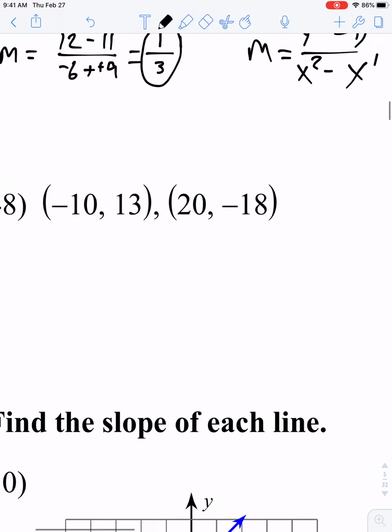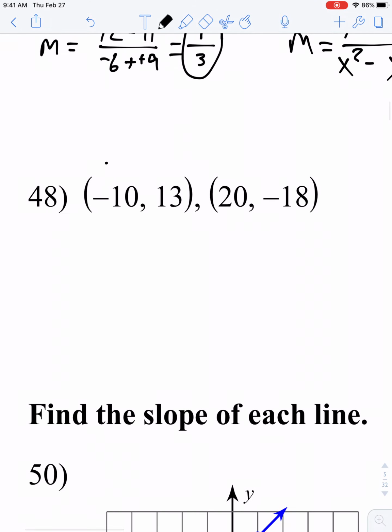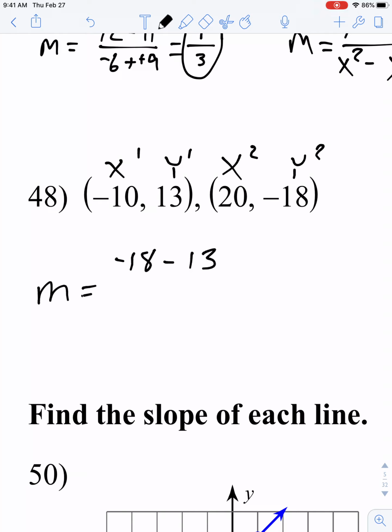Moving on to problem number 48. Again, the same thing. You're going to label them x1, y1, x2, y2. So you'll have slope is equal to negative 18 minus 13, and then we're going to have 20 minus negative 10. And so this time we've got a negative minus a positive.